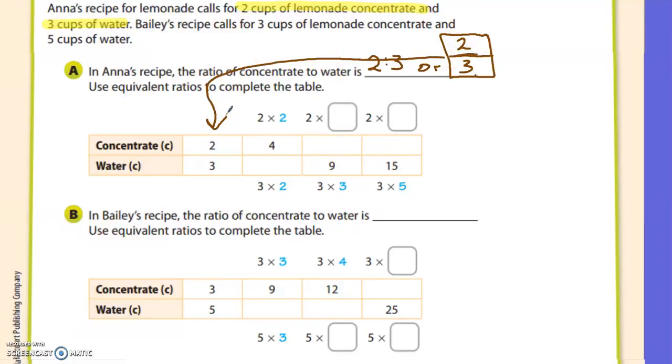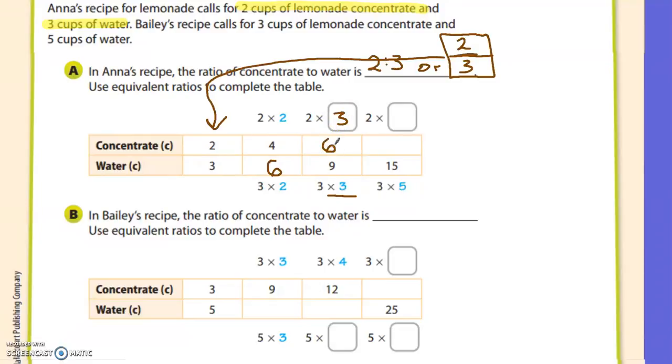So notice that the first terms, or the next column over, are the original recipe just multiplied by 2. 2 times 2 is 4, and 3 times 2 is 6. So that's the missing number. And notice on the third column over, it's tripled. So 3 times 3 is 9, and we have to do the same thing to the first term. 2 times 3 is 6.